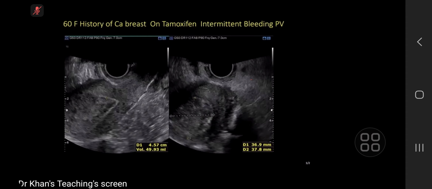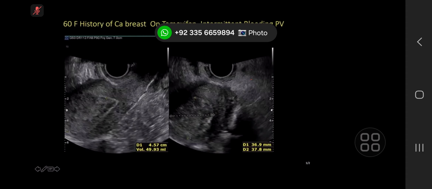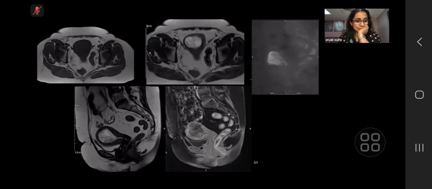Less than 5 millimeters. Same goes for the presence of postmenopausal bleeding. Again, less than 5 millimeters is accepted as normal. So here, the endometrium is quite markedly thickened, close to 4.5 centimeters. So we are worried about an endometrial CA. So we have the MR images.